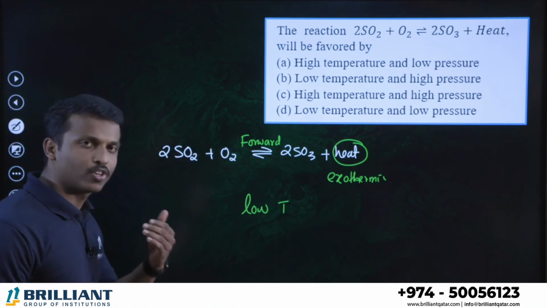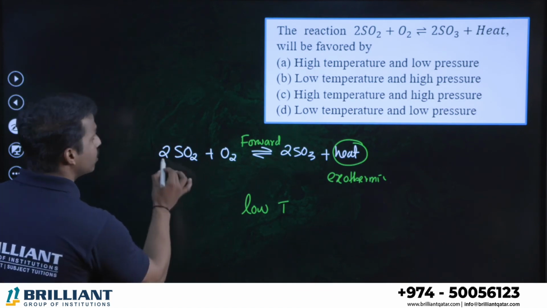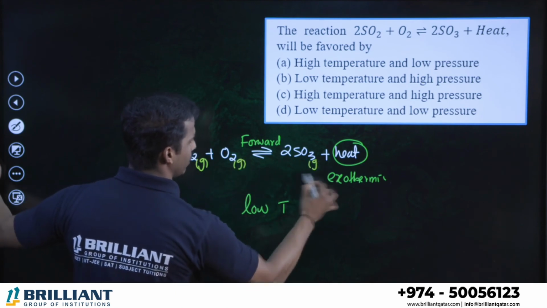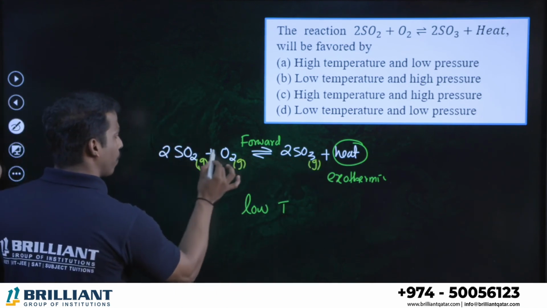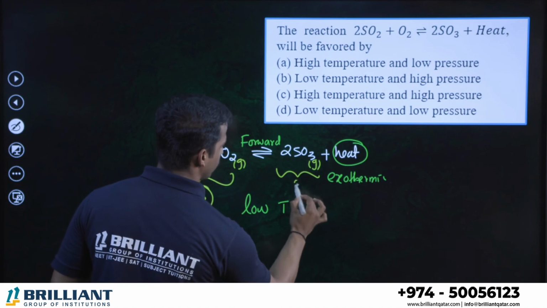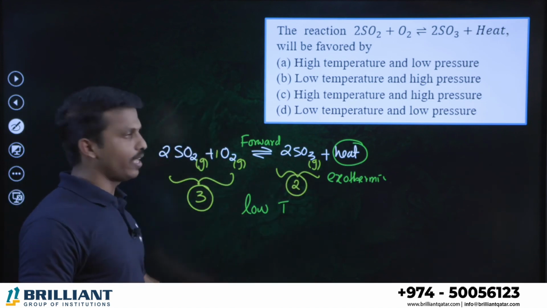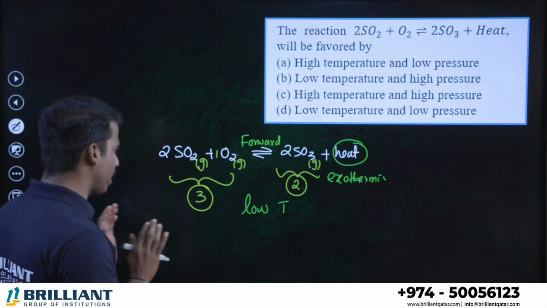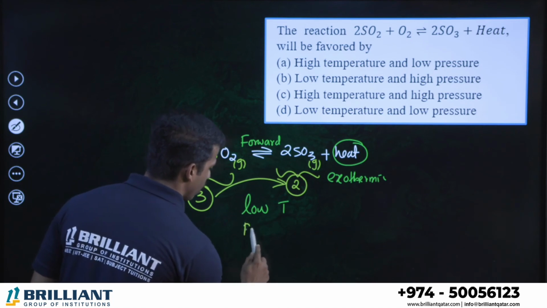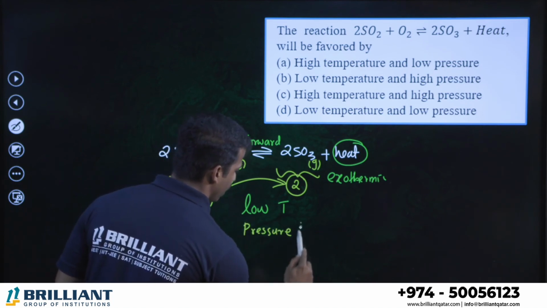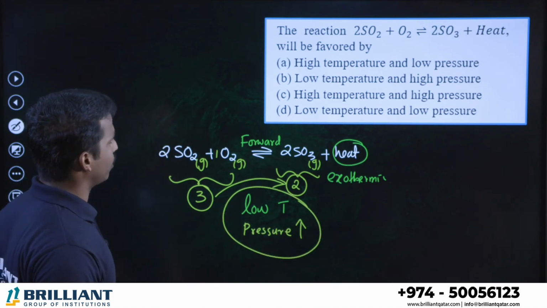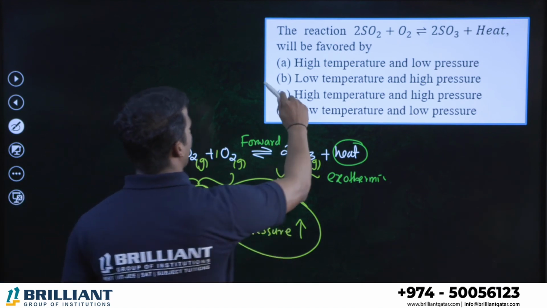What is the effect of pressure? Count the number of moles. All are gases: sulfur dioxide is a gas, oxygen is a gas, sulfur trioxide is a gas. How many moles of reactant are there? 2 plus 1, total 3. How many moles of product? Just 2. When you increase the pressure, the reaction shifts from higher to lower moles. Yes, that's what we require. So pressure should increase. The two conditions are low temperature and high pressure. That is in option B.